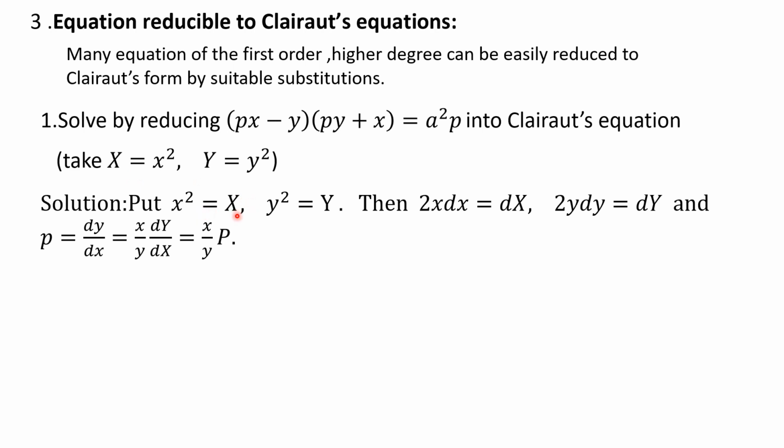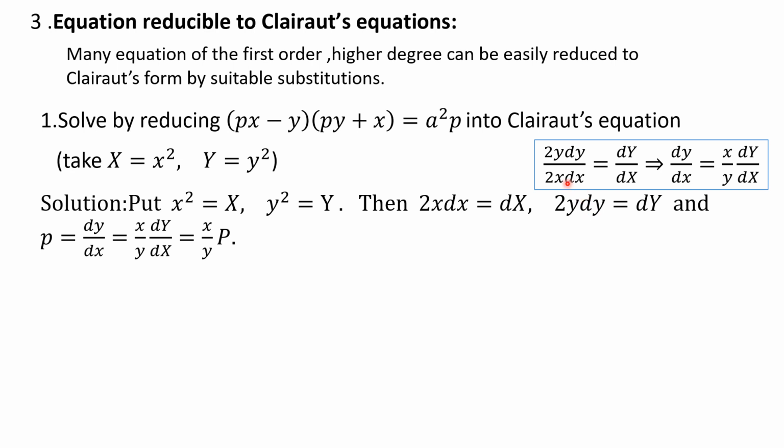So 2x dx equal to dX, here 2y dy equal to dY. So we can get dy by dx obviously by taking the ratio between this and this, the second divided by the first. So 2y dy divided by 2x dx. So that gives p is equal to dy by dx, that is x by y dY by dX, where dy by dx we know that it is small letter p. So this dY by dX with the new variables Y and X, I take it as uppercase P. So x by y P, correct? So how did we get it? Just taking the ratios 2y dy divided by 2x dx. So 2 gets cancelled.